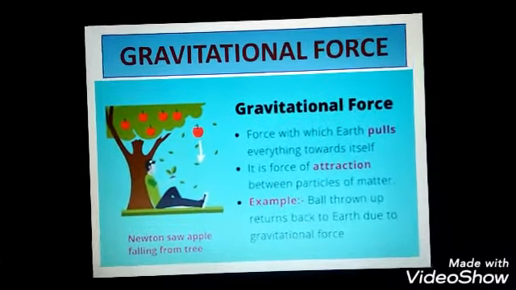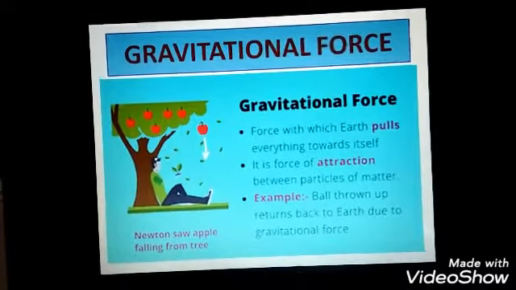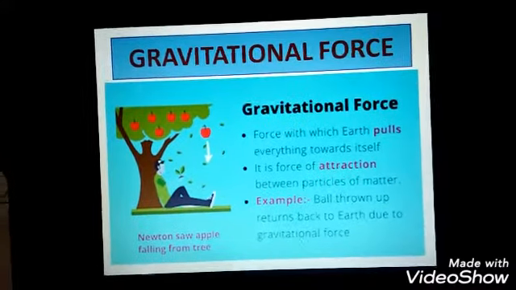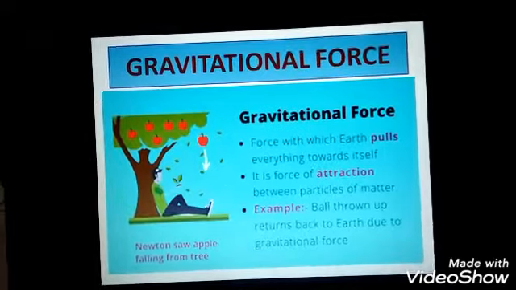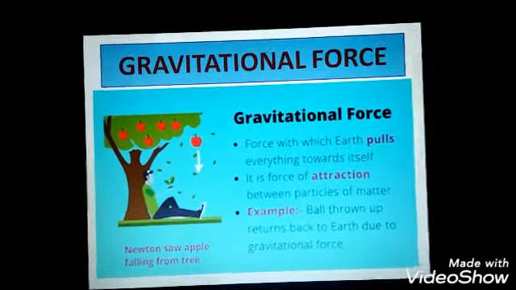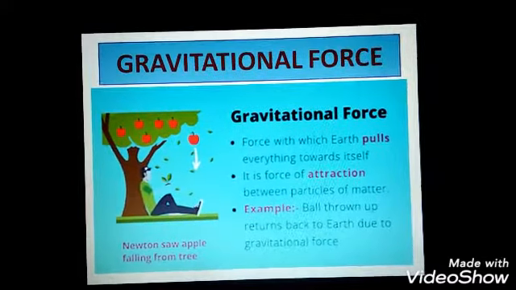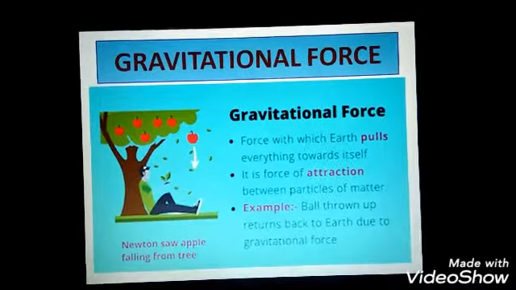Right? Now this force was discovered by Sir Isaac Newton when he was sitting under an apple tree and an apple fell to the ground. Then he concluded that there must be some kind of pull which is pulling this apple towards the ground. So this is called gravitational force of attraction by which the earth pulls each and everything towards itself.